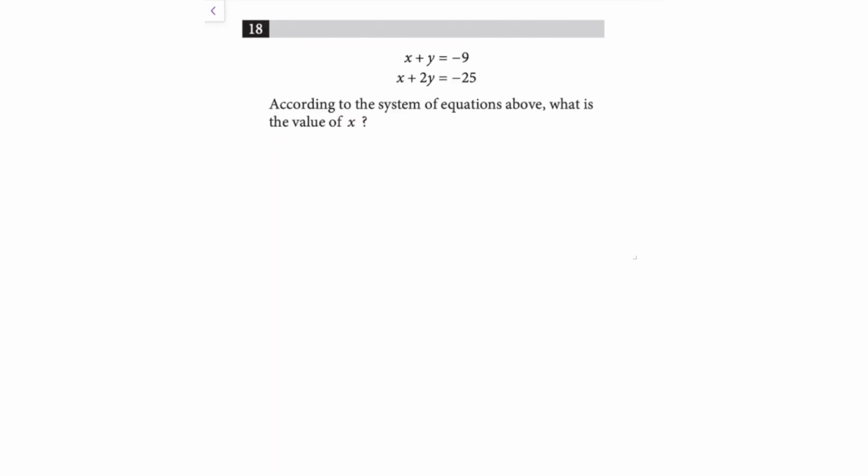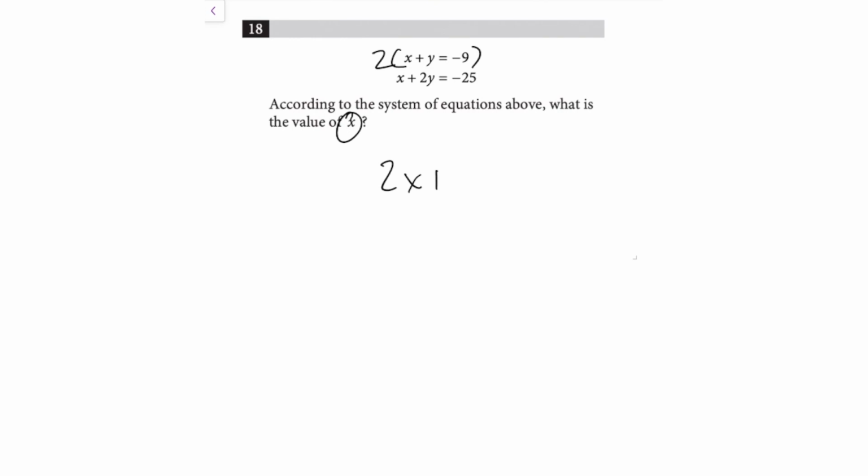Number 18, x plus y equals negative 9, x plus 2y equals negative 25. According to the system of equations above, what is the value of x? So since I'm only finding x, I'm going to solve this differently than I normally would. Normally, I could see that I could just eliminate these x's right away. But since I'm solving for x, the quickest way that I think I'm going to do is multiply this top equation by 2 and then use elimination.